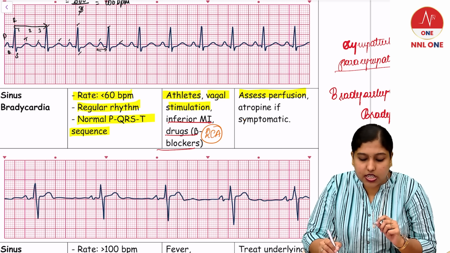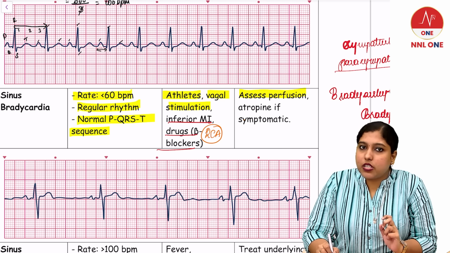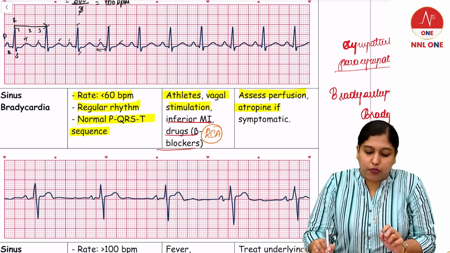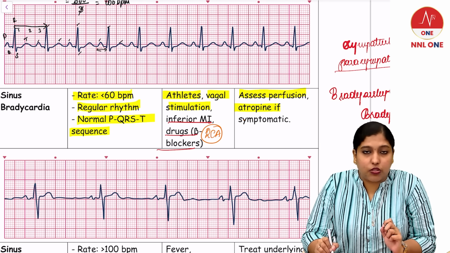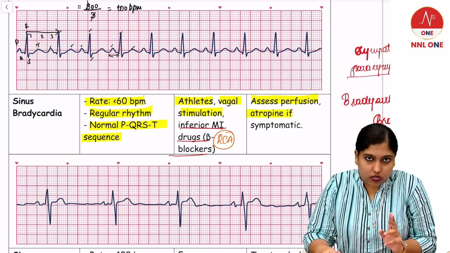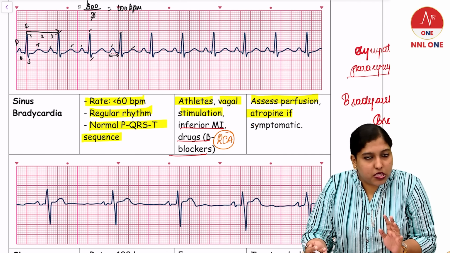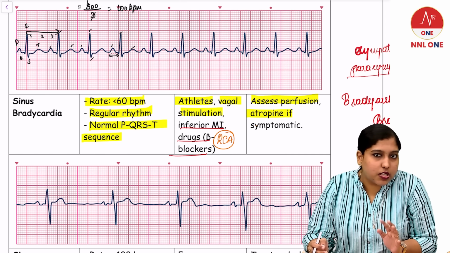If the patient is stable, you have to analyze. If the patient is hemodynamically unstable, we are going to administer atropine. We will start with atropine 0.5 mg. The maximum dose we can give is 3 mg.